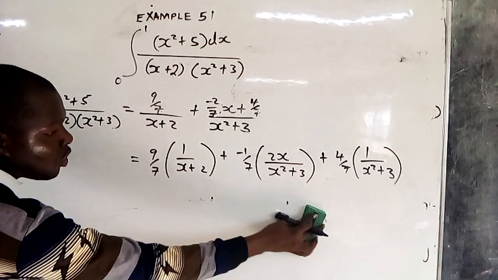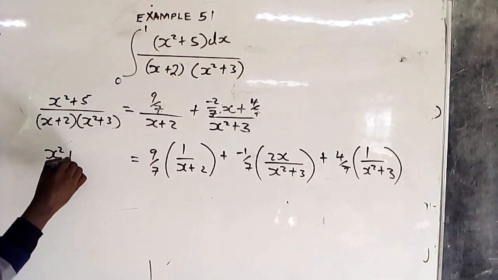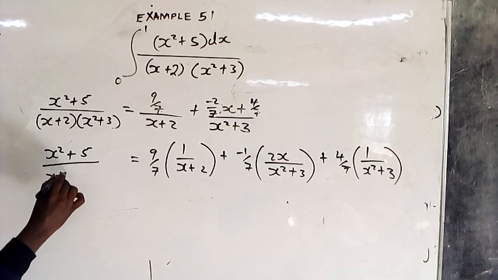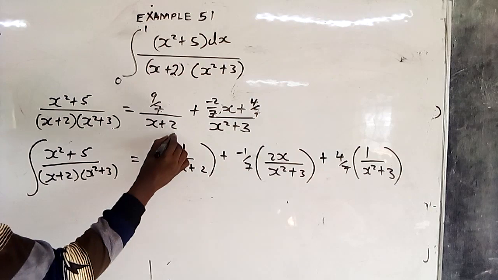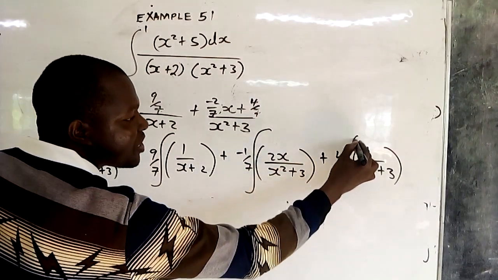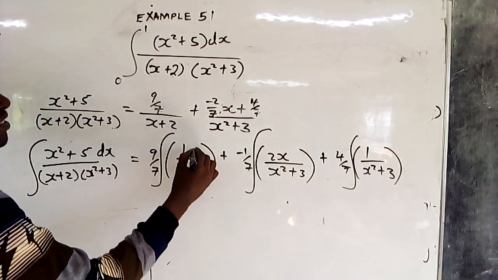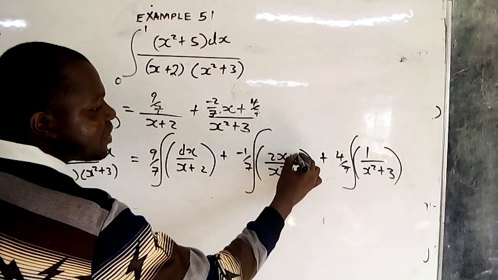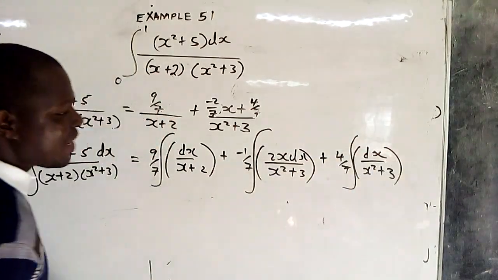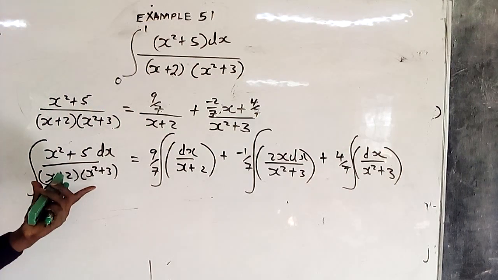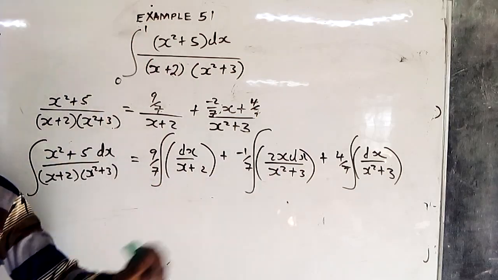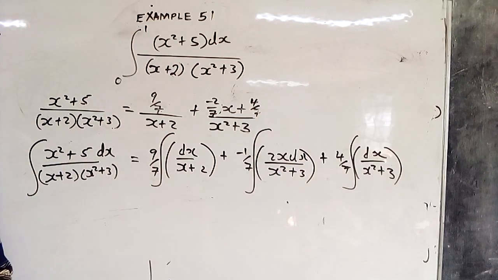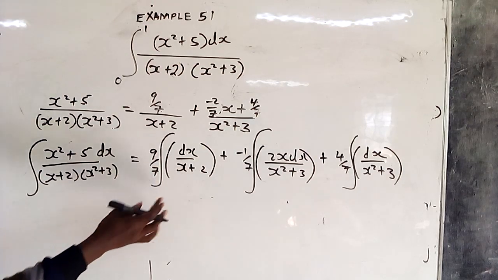So, on this side of the equation, we have x squared plus 5 over x plus 2 into x squared plus 3. You simply introduce the integral on both sides of the equation with respect to x. So you see, the integral which you are given is this. You will only introduce the limit of the integration. Is that okay? So start with this one. What is the answer?